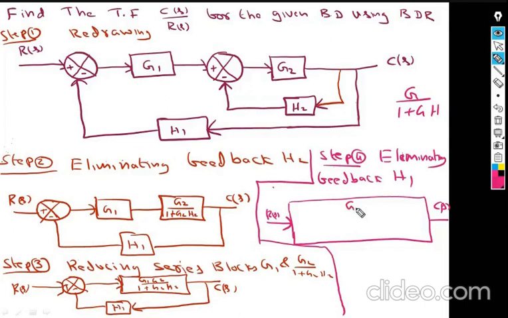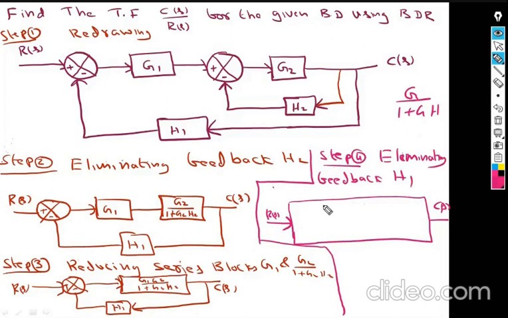So G1 G2 divided by 1 plus G1 G2 by 1 plus G2 H2. Directly I am writing this 1 plus G2 H2 in the denominator, so it gets cancelled. Anyhow, for the sake of students I am just solving the same thing.